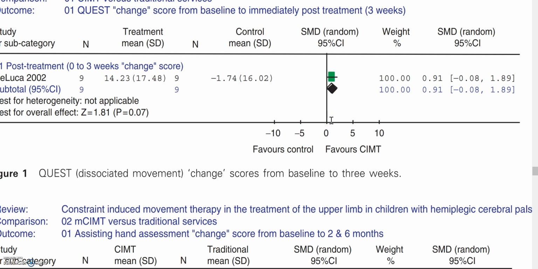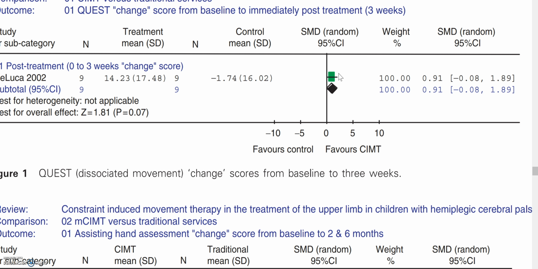And then from there, you will see something like this green box with a line going through it on one side or the other. And sometimes it may fall on that 0, showing no effect at all. But in this case, since it's on the side where it says favors the CIMT group, that means that this study showed that it favored this intervention versus the control. This little green box is what we call the point estimate, and the line going through it is what we call the confidence interval, which you're very familiar with.